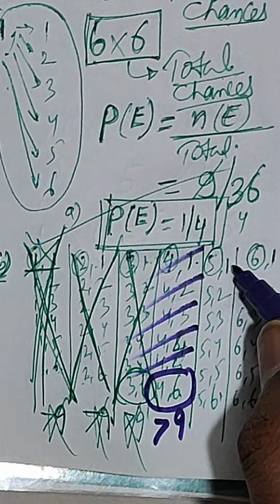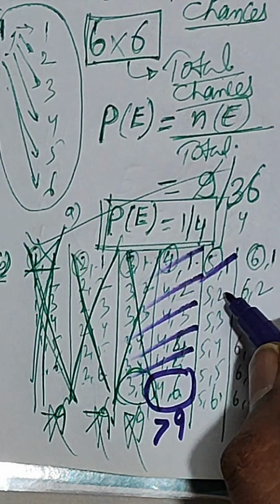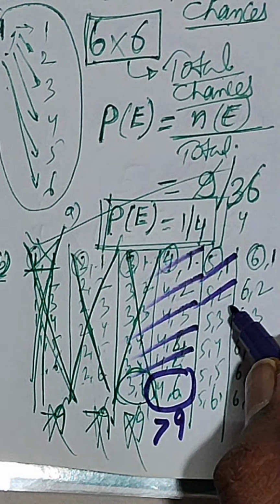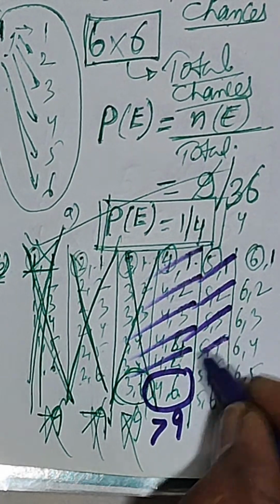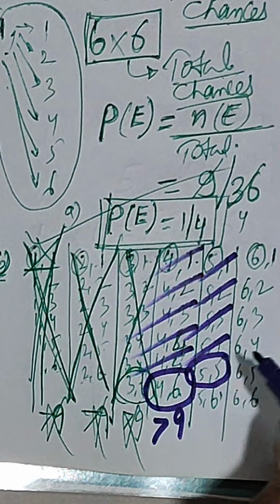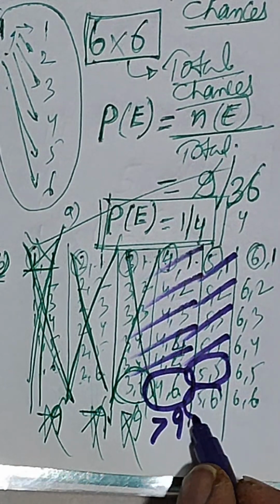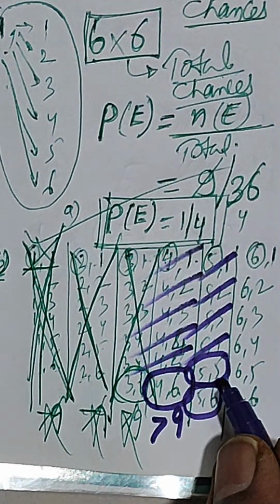Now 5 plus 1 is 6. Is it greater than 9? No, cancel it. 5 plus 2 is 7, greater than 9? No, cancel it. 5 plus 3 is 8, greater than 9? No, cancel it. 5 plus 4 is 9. Is 9 greater than 9? No, cancel it. Yes, 5 plus 5 is 10, greater than 9. Right? 5 plus 6 is 11. This is also greater than 9. So we have three options greater than 9 till now.